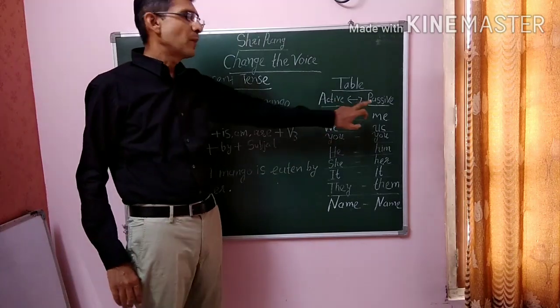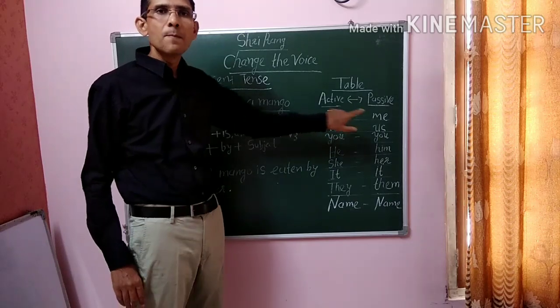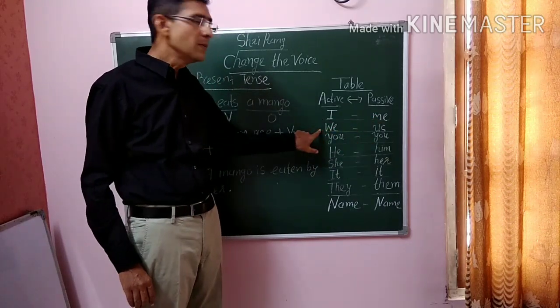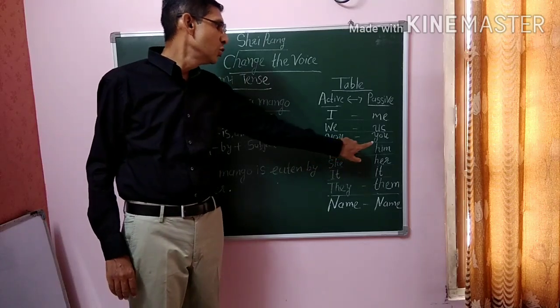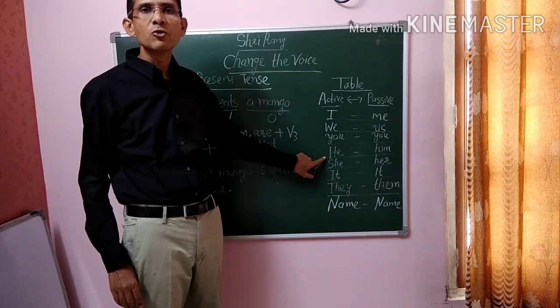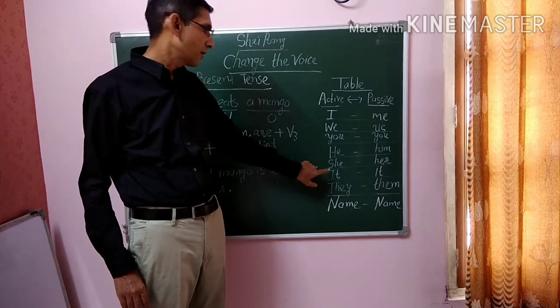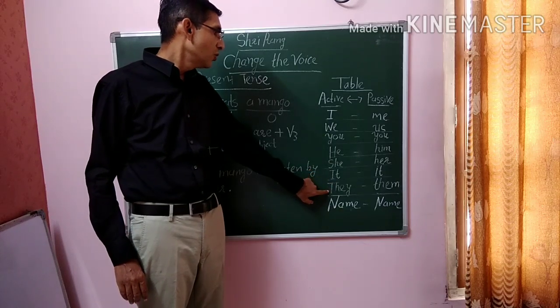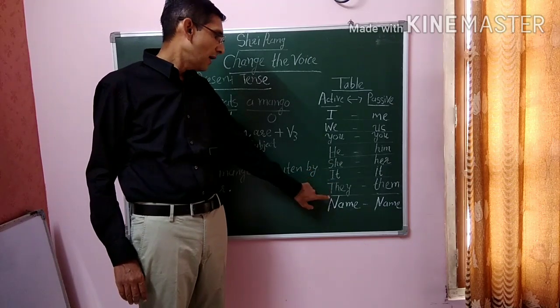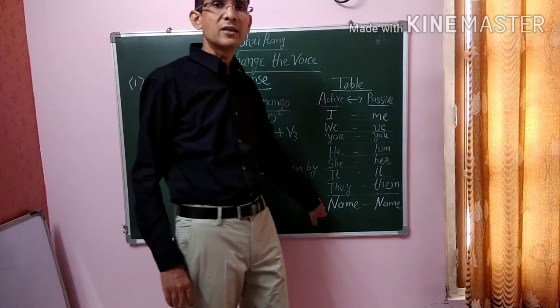Active into passive. Here the subjects are given. Here I becomes me. We becomes us. You becomes you. He turns into him. She turns into her. It remains as it. They turns into them.